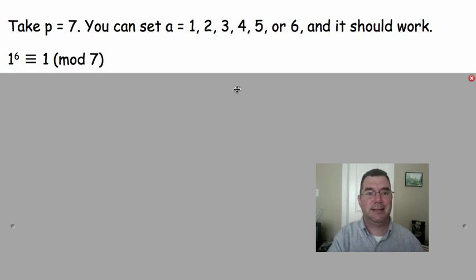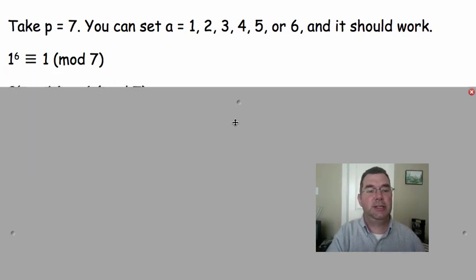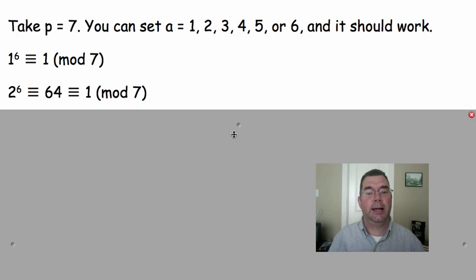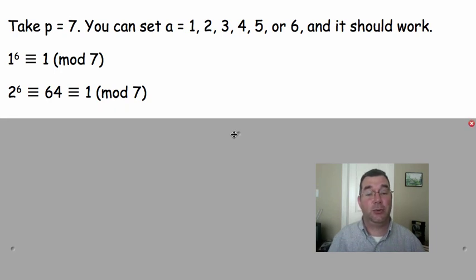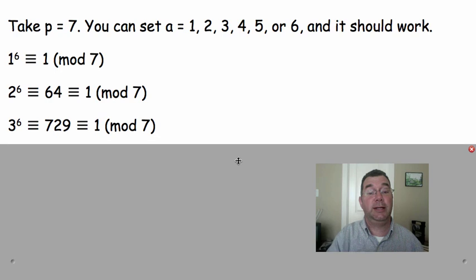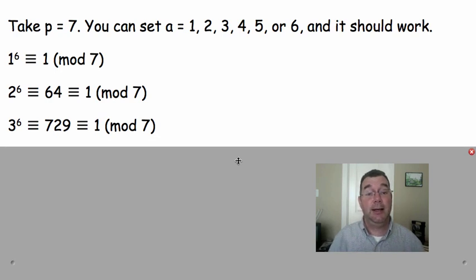Well, 1 to the 6 is 1. That's easy. 2 to the 6 is 64, and I know that 7 times 9 is 63, so 63 is a multiple of 7. So 64 will give me a remainder of 1. Looking at 3 to the 6, that's 729. I know that 728 is a multiple of 7, so 729 will give me a remainder of 1.